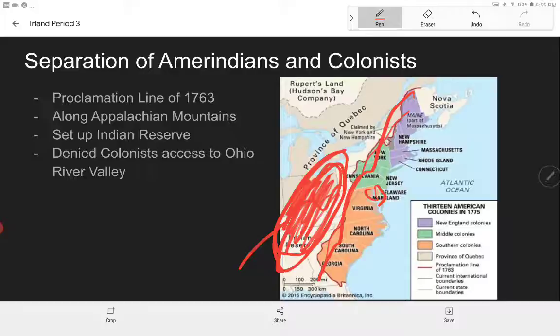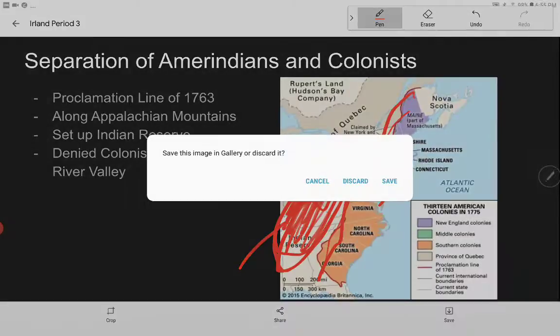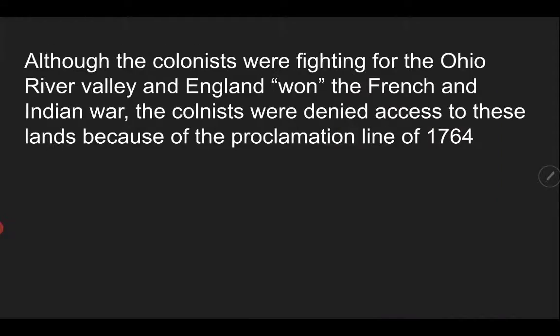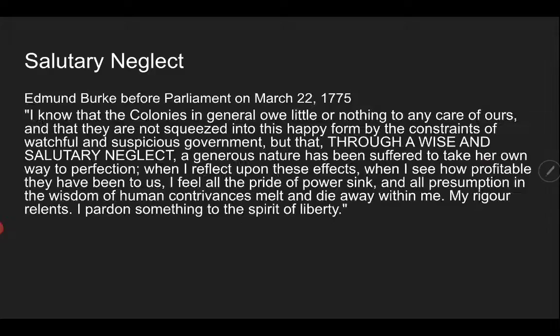Now, are the colonists going to listen? No. Do the colonists ever listen? No. Okay, so we could think about that Proclamation Line of 1763. Although the colonists were fighting for the Ohio River Valley and England won the French and Indian War, the colonists were denied access to these lands because of the Proclamation Line. Oh, this should be 1763. I need to edit this. All right, I'm going to edit it.